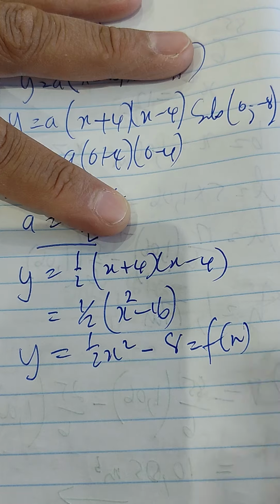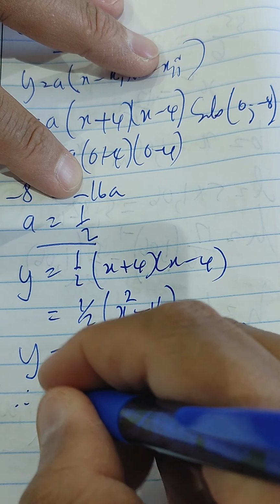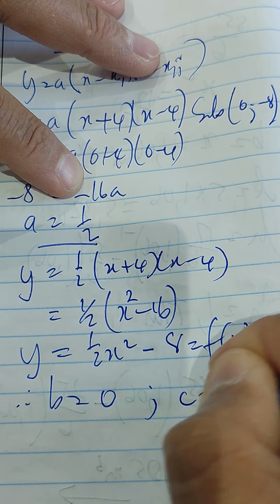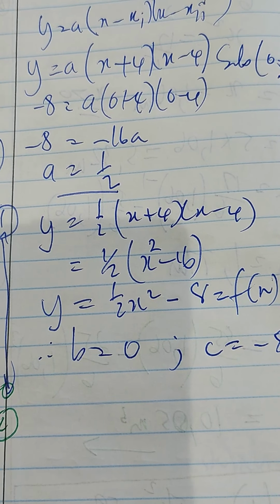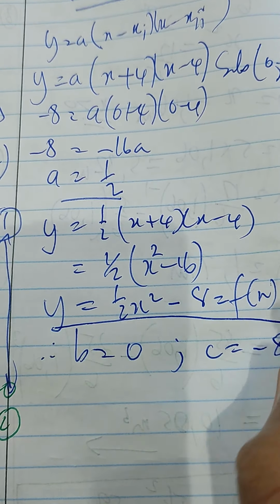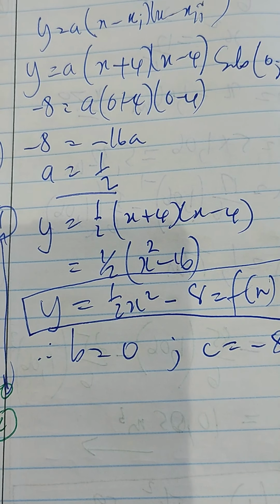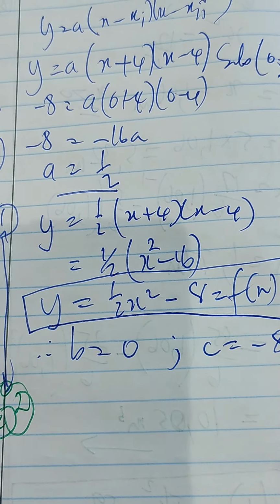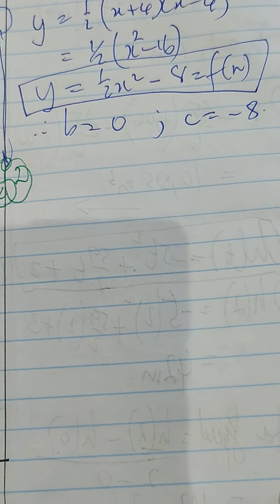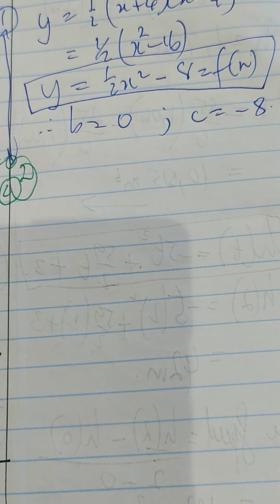So therefore, what's your a value? Half. Your b value, of course, is 0. And your c value is going to be negative 8. So we need that equation. Alright. Let's look at question 2. In question 2, we are told, okay, let's see to the next video.